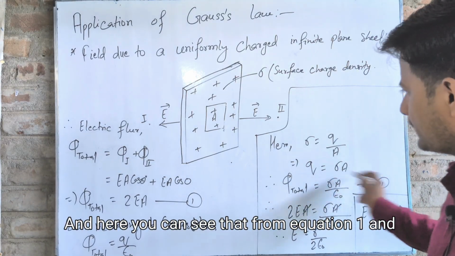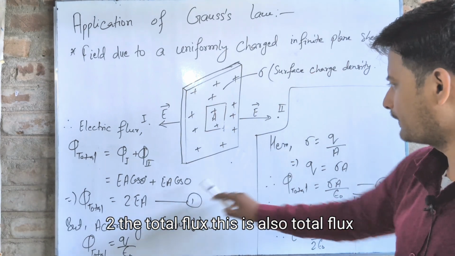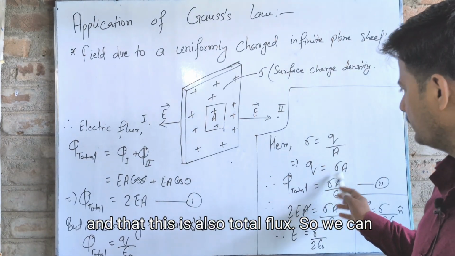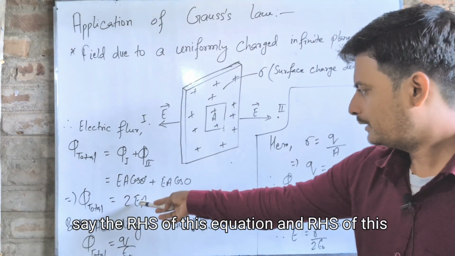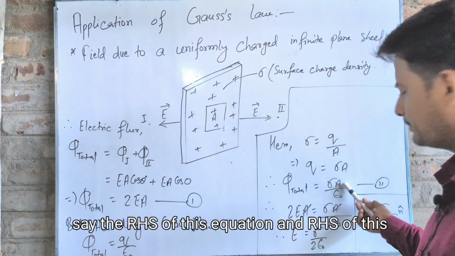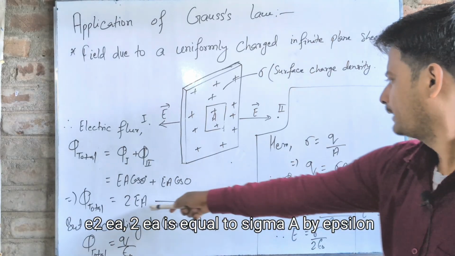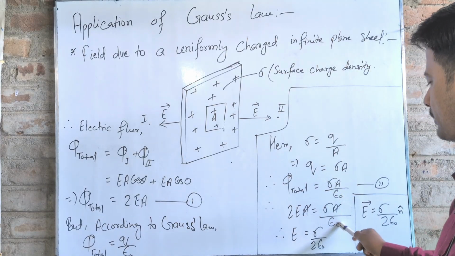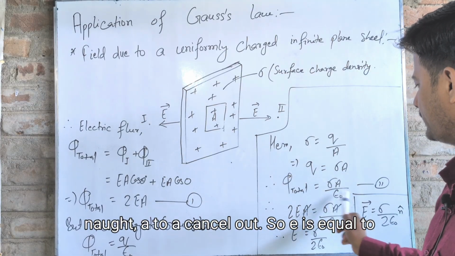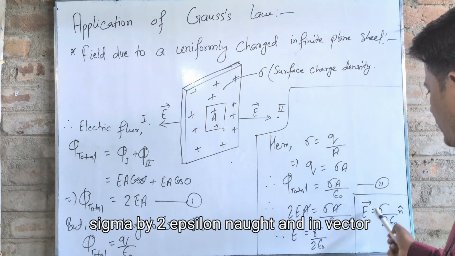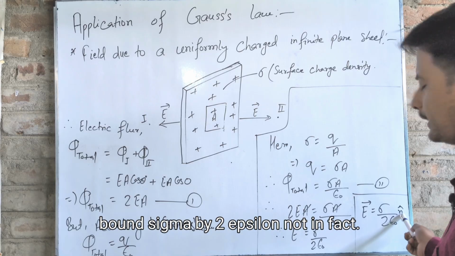And here you can see that from equation 1 and 2, this is also total flux, and this is also total flux. So we can say the RHS of this equation and RHS of this equation will be equal. So here you can write E 2EA is equal to sigma A by epsilon naught. A and A cancel out, so E is equal to sigma by 2 epsilon naught, and in vector form sigma by 2 epsilon naught n cap.